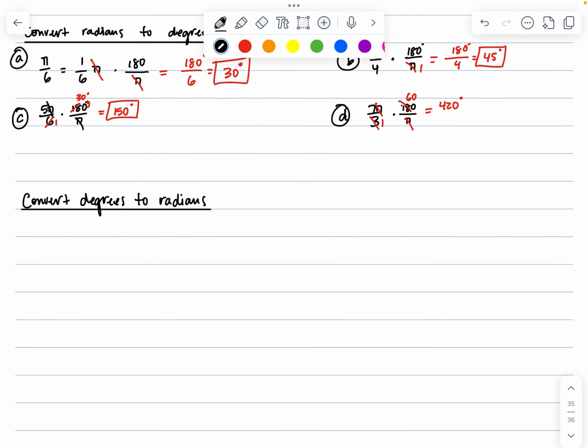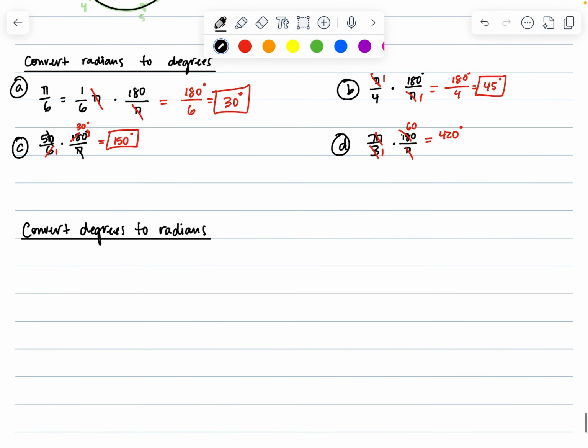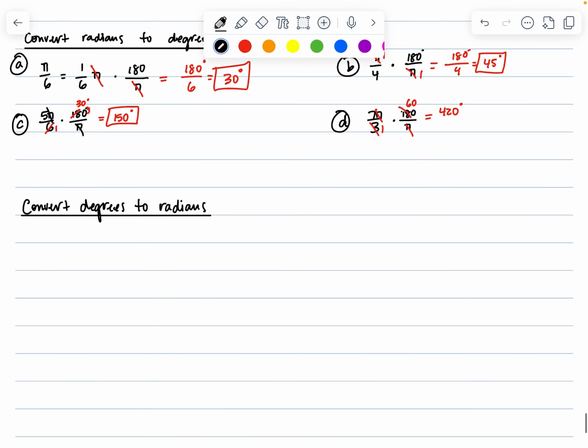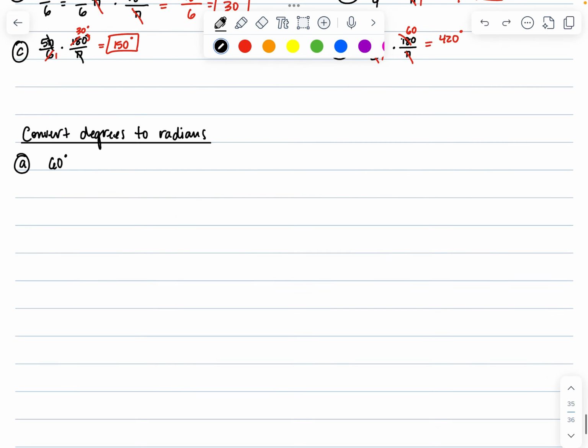But convert degrees to radians. So let's start off with a value we haven't done yet. We saw 30, we saw 45. Let's try 60. Start off with A again. 60 degrees. And this time we're going to use this version of it because we're going to convert to radians, or to a version of pi.